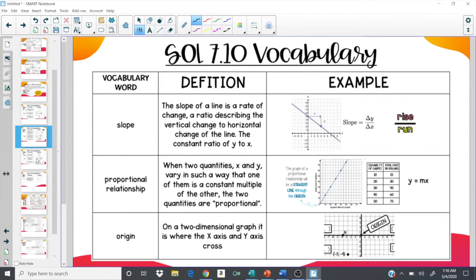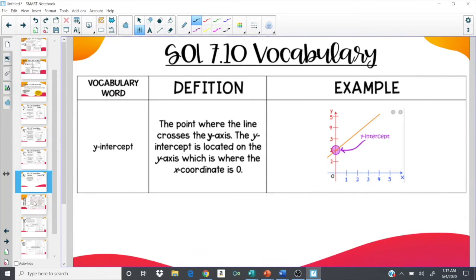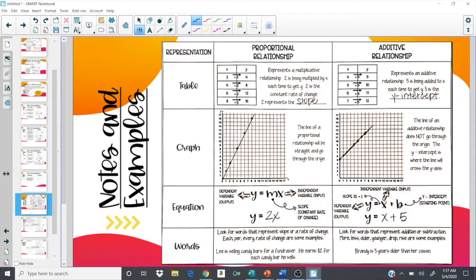So the vocabulary words displayed in the video are all the vocabulary words we discussed throughout SOL 7.10. And also, I am displaying the proportional relationship chart versus the additive relationship chart for your reference. So this is the chart we use to compare proportional relationships to additive relationships on Friday.